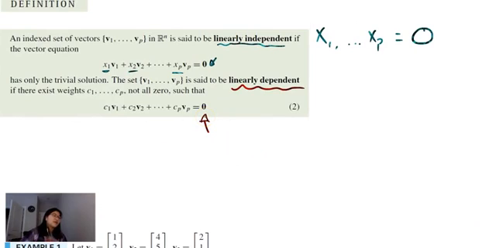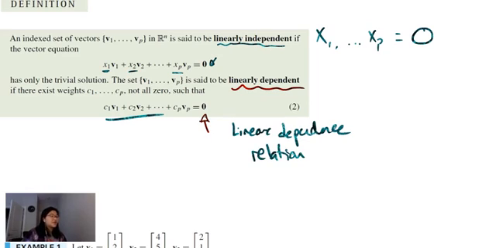I forgot a vocab. This is called a linear dependence relation. Right here, linear dependence relation.